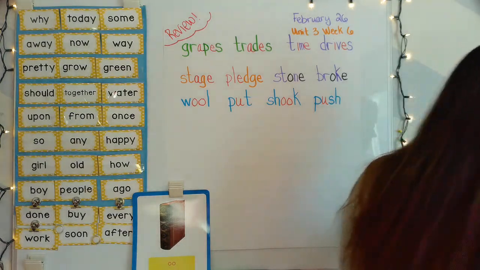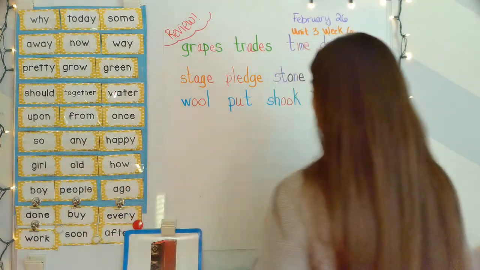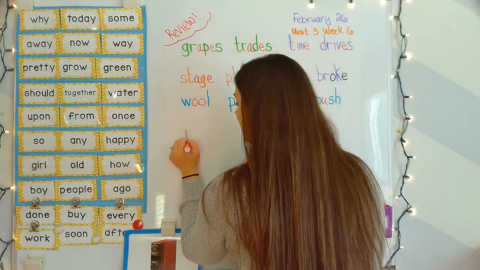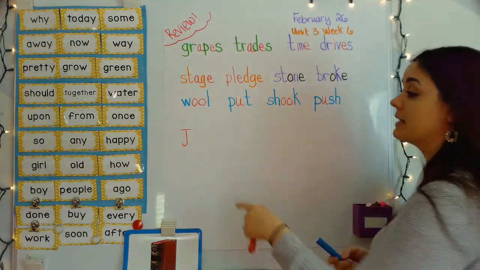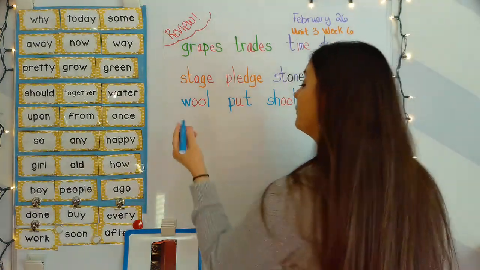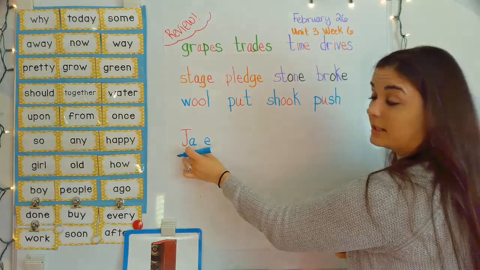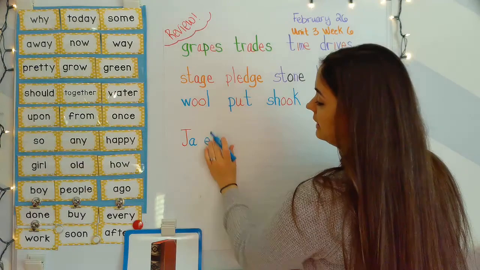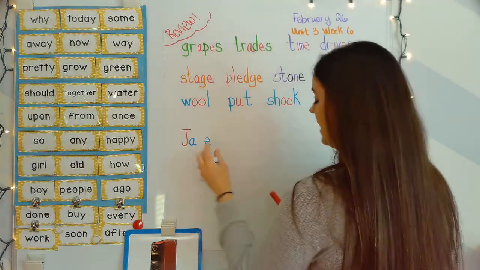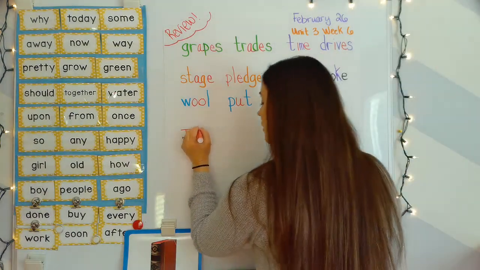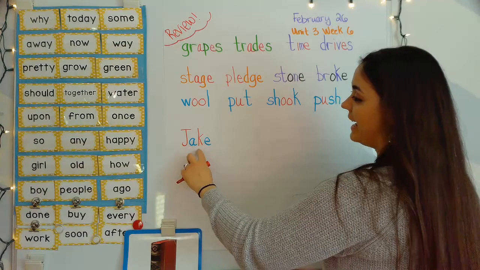All right, let's do a sentence. J says ja, capital letter, beginning of a sentence. It could also be a name. A blank E, train card, long A. E tells the A to say A, not a. Ja, A. K says ka, ja, ache, Jake.